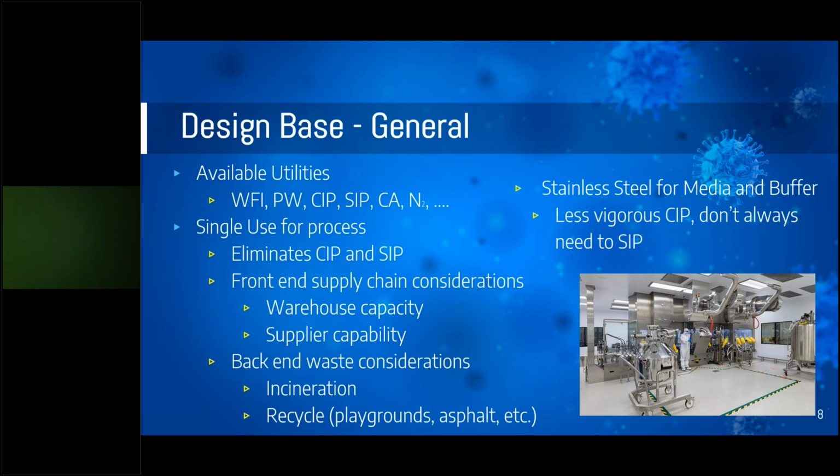Now, the hybrid aspect came in where we decided to use stainless steel for the media and buffer areas. We did this for two main reasons. One, single-use equipment is typically not large enough for the capacity needed in most pharmaceutical biotech facilities for your media and buffer. Those vessel sizes typically range from 5,000 to 10,000 liters, and single-use bags are usually only in the 1,000 to 3,000 liter range.